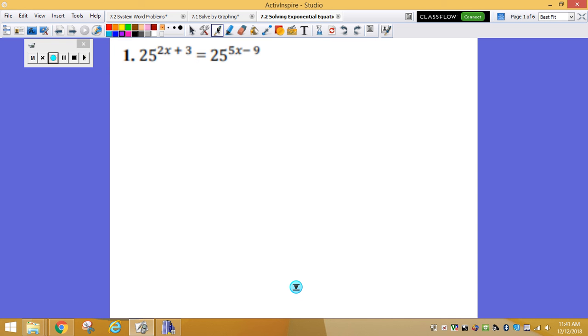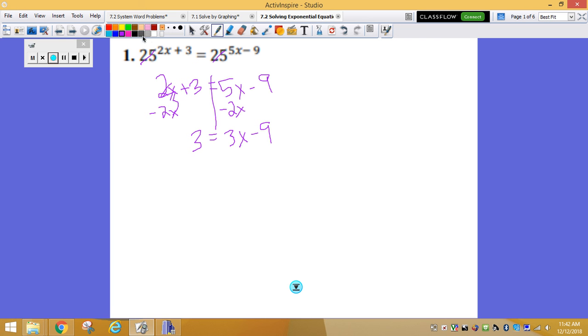So if you look, both numbers have the same base, right? This base is a 25, this base is a 25. If they are the same, then we can cancel those out and just solve this equation: 2x plus 3 equals 5x minus 9. So I'm going to move my 2x over by subtracting it. So I'm going to bring this 3 down. 5x minus 2x is 3x. I'm going to bring down my minus 9.